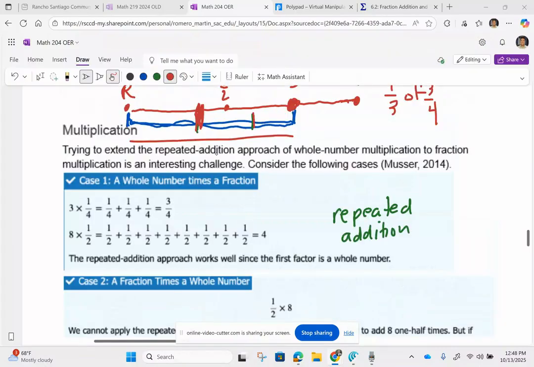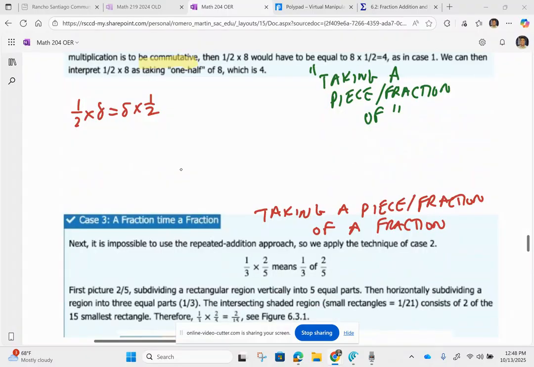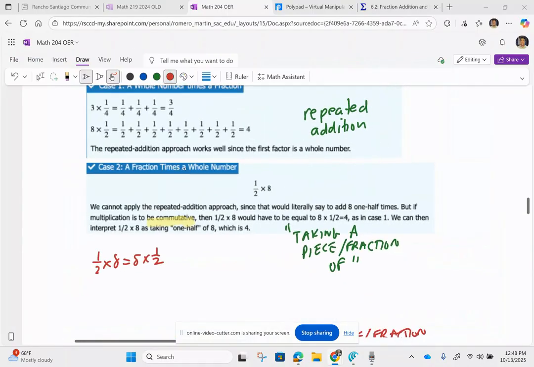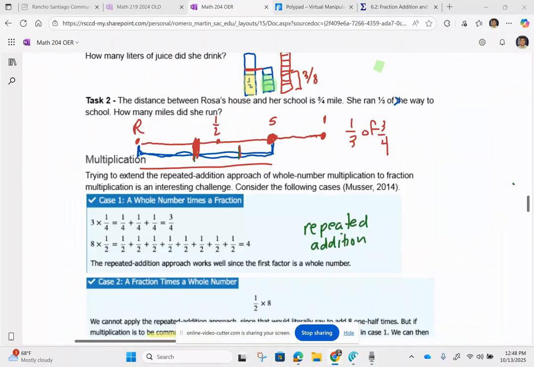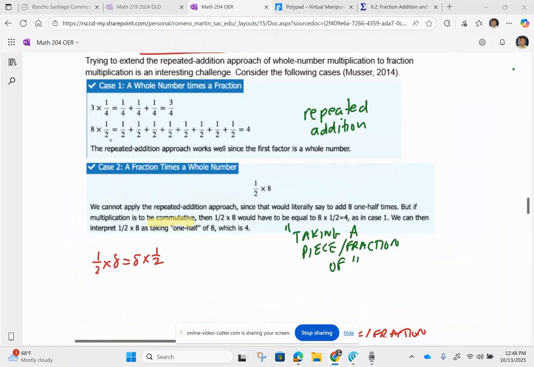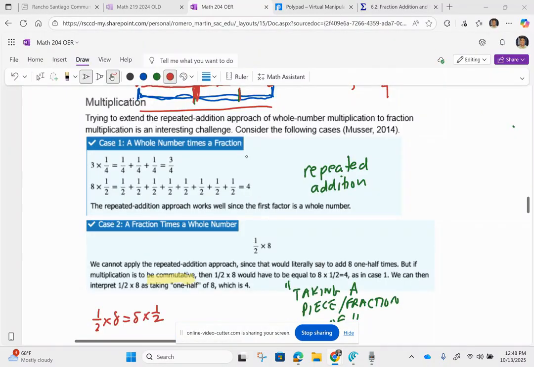Let's examine multiplication with fractions. So the three cases we're going to break this down into, as you look through our notes in the textbook. One way is through seeing it as repeated multiplication, which is a whole number times a fraction. 3 times 3/4 means 1/4 plus 1/4 plus 1/4, do 1/4 three times. That's it. And 8 times a half would be 8 halves, or 4.